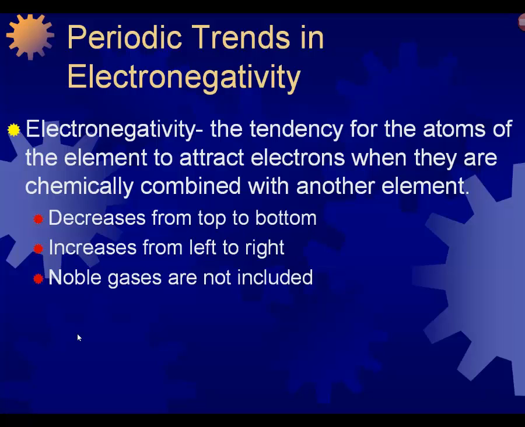So when we say it decreases from top to bottom and increases from left to right, we're saying that the least electronegative atom on the periodic table would be francium. Again, that was the biggest atom. It's also the least electronegative. And then the most electronegative atom is not helium, because helium is a noble gas, so we get as close as we can to it, which would be fluorine. And those are the trends we need to know.